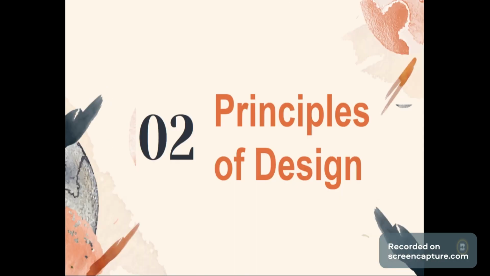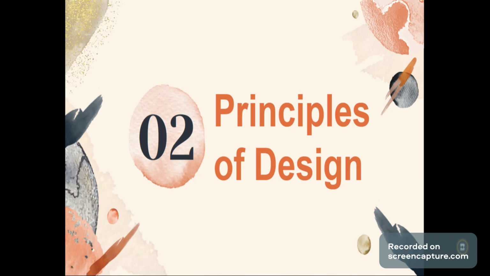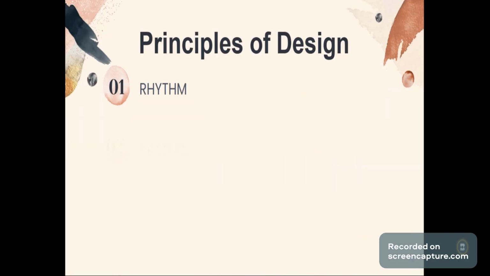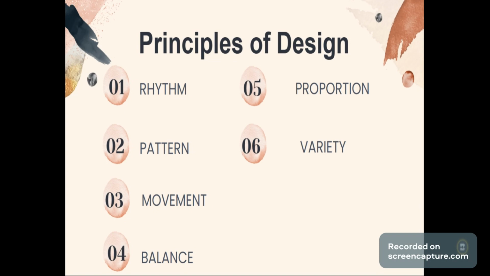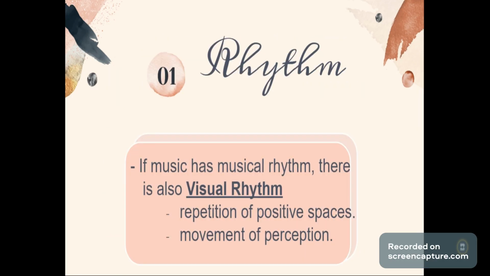Let's move forward to the principles of design. We have eight. Yes, eight principles of design. We have rhythm, pattern, movement, balance, proportion, variety, emphasis, harmony, and unity. Let's start with rhythm. If music has musical rhythm, there is also visual rhythm.